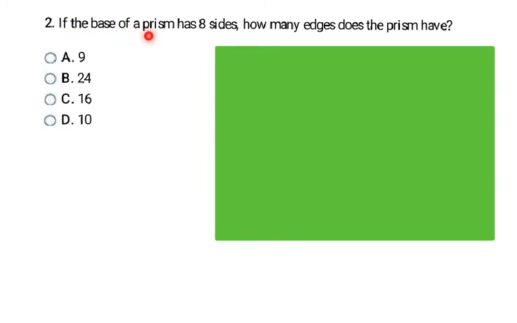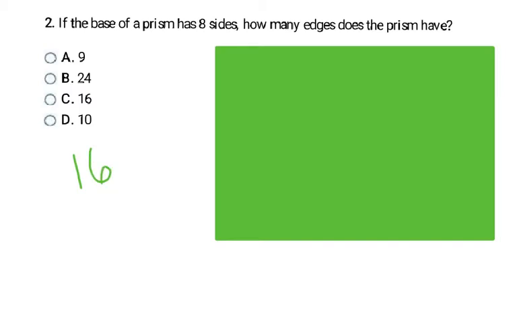Number 2 says, if the base of a prism has 8 sides, how many edges does the prism have? Now remember, prisms, you have 2 shapes opposite each other that are the same shape. The base is an octagon, so that means I'm going to have 2 octagons opposite each other, and then the rectangles connecting them. So each octagon is going to give me 8 edges. So that's going to give me 16.